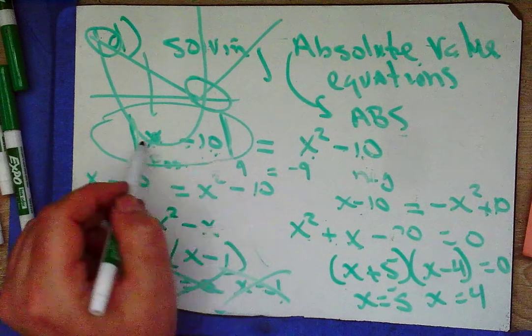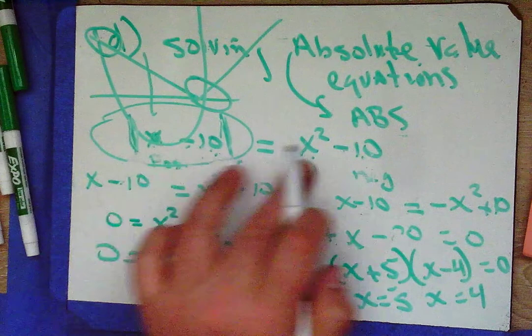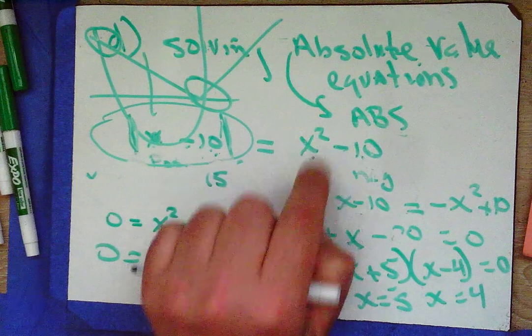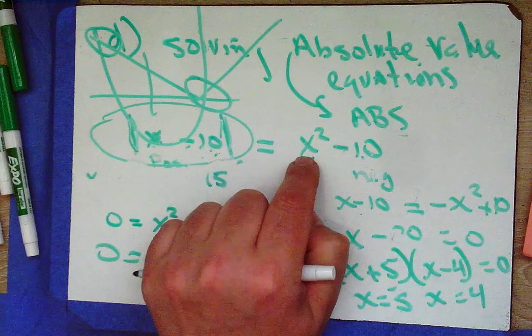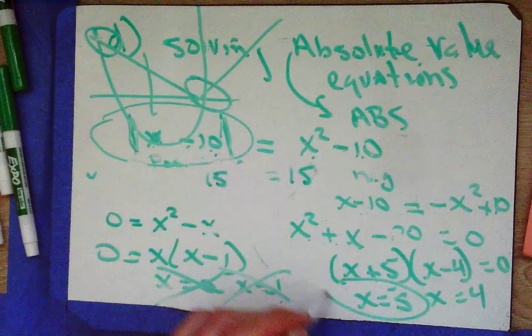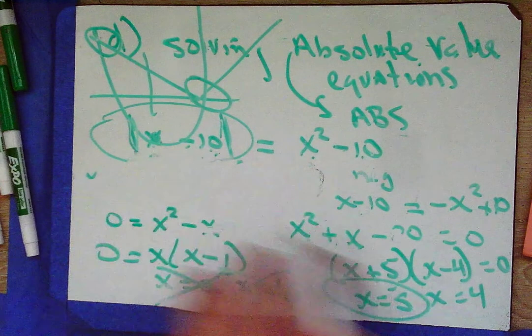Negative 5 minus 10 is negative 15. The absolute value of negative 15 is 15. Negative 5 squared, negative 5 times negative 5, is 25. 25 minus 10 is 15. That works. And what if we try 4?